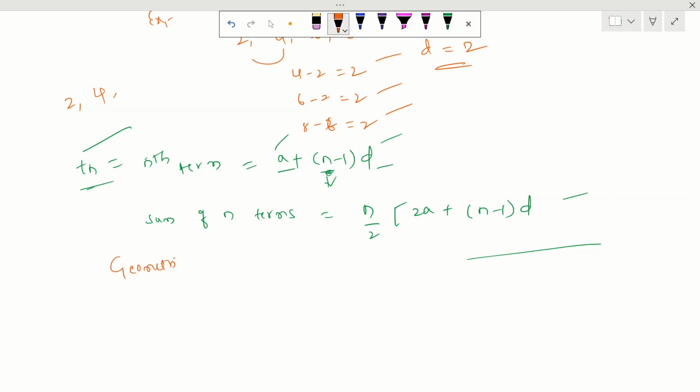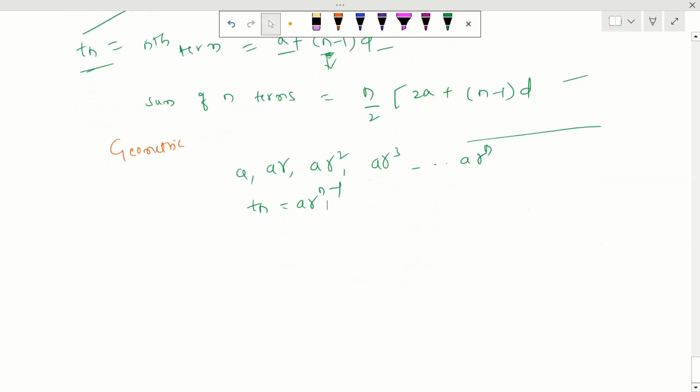Geometric progressions will be in the form of a, ar, ar square, ar cube, and so on up to ar to the n. So what is the formula for the nth term? Tn is equal to a into r raised to n minus 1. This is the formula for the nth term, Tn.